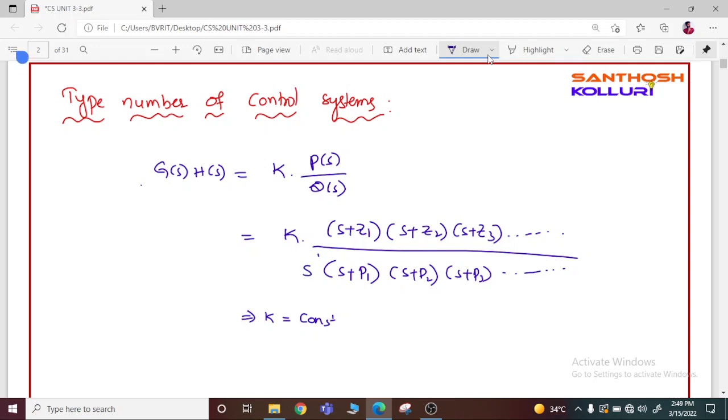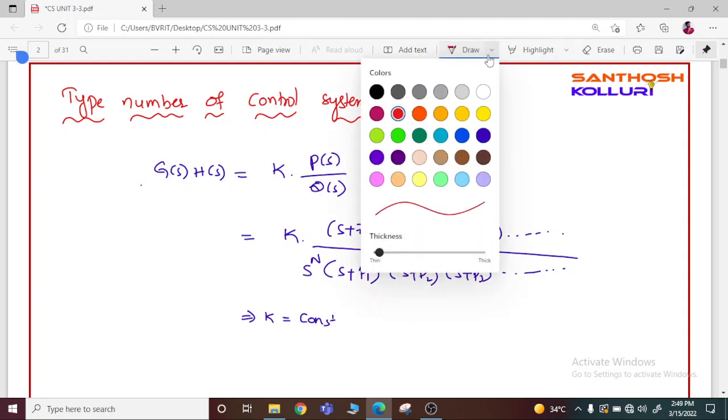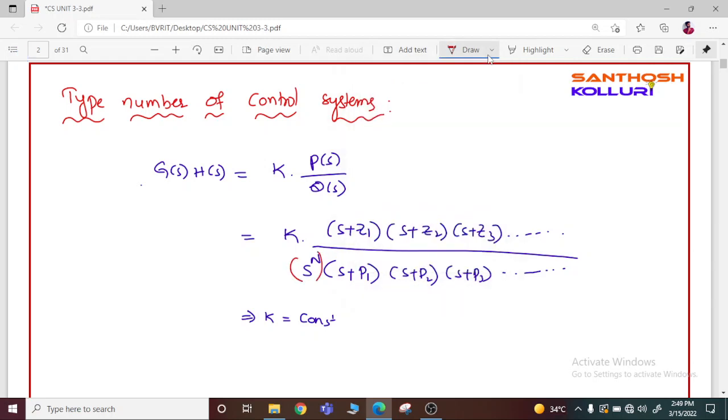Here, generally to mention the type number of the control system, the number of poles which are lying at the origin is the deciding factor of type number of the system. For example, N is the number of poles at the origin. If you take an S plane, the number of poles which are lying at the origin will decide the type number of a control system.